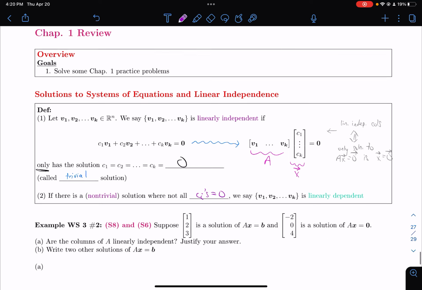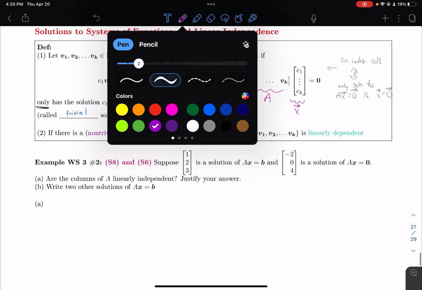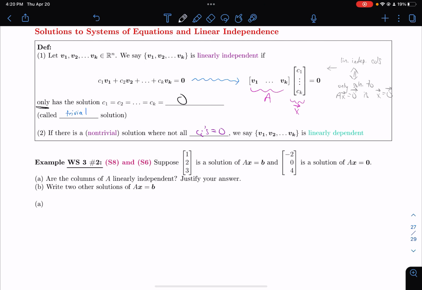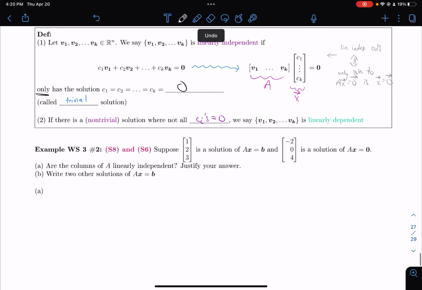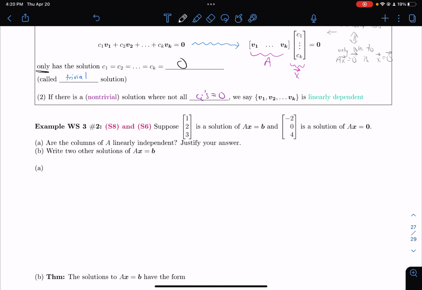Let's do a practice problem. This is coming from worksheet 3, problem number 2. It would be good practice for both standard S8 and standard S6. It says, suppose that the vector (1, 2, 3) is a solution of Ax equals b, and the vector (-2, 0, 4) is a solution of the homogeneous equation, Ax equals 0. Part A asks, are the columns of A linearly independent? Justify your answer. Part B says, write two other solutions of the non-homogeneous equation Ax equals b.